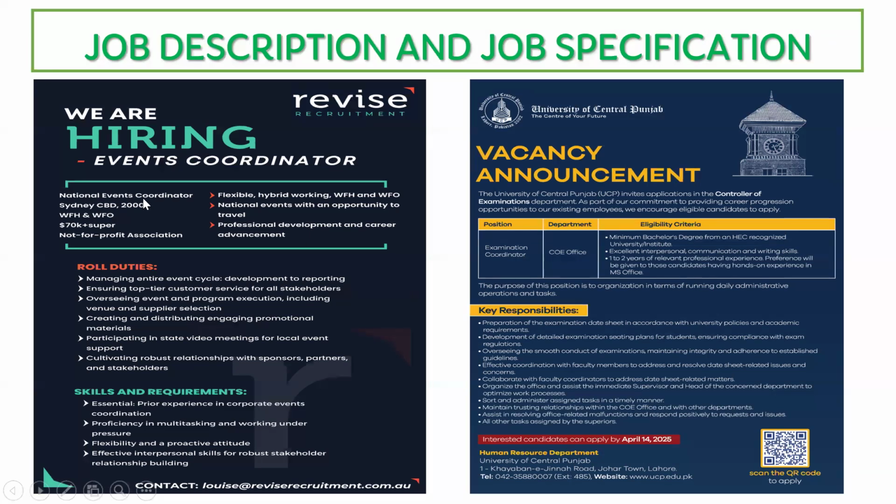So for example, in the first advertisement, there is the role duties. The duties, this is the job description. Managing entire event, ensuring top-tier customer service. Then the skills and requirements, this is the job specification. Then the second advertisement, we have the same, it's very detailed. The position, the department, the eligibility. Eligibility is the job specification. Then the key responsibilities, these are the job description.